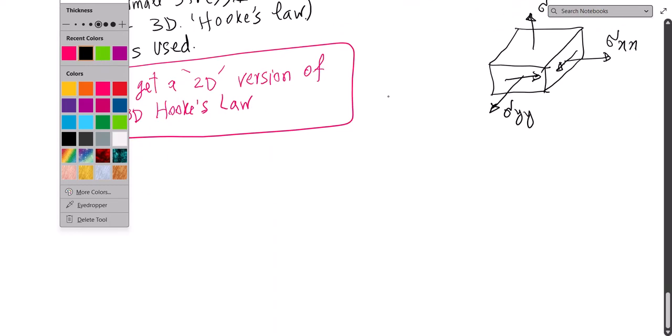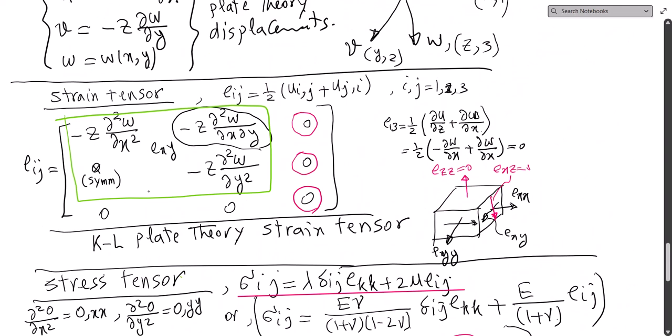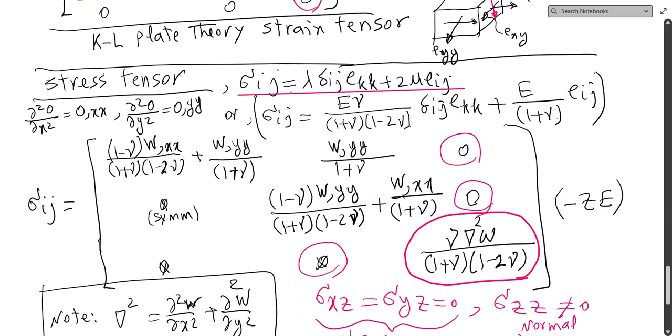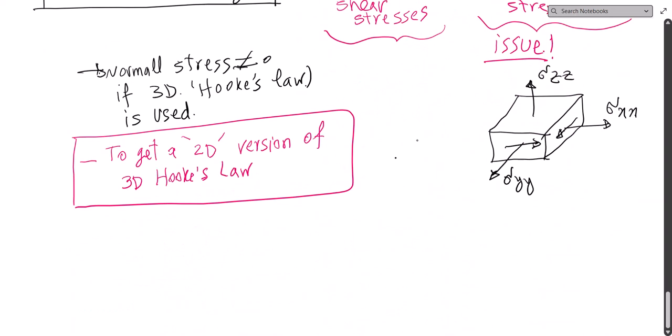What is this? Again, I repeat here because it's important. Our strain tensor is consistent with all of the assumptions. So up to here, you don't have any inconsistency. Once you jump to the stress and use the three-dimensional Hooke's law, then you get some inconsistency.